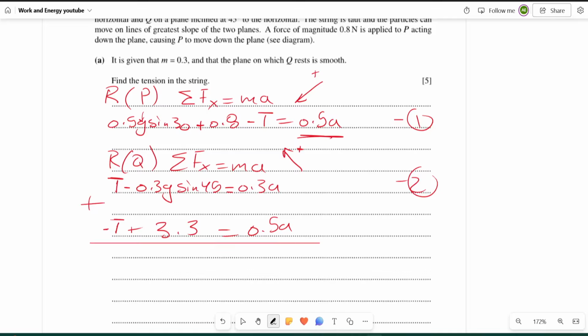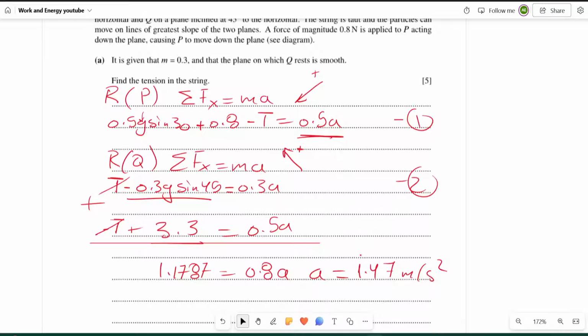And I'm going to add these two equations together. By adding them, I'm going to cancel tension. I'm going to have negative 0.3 times 10 sine 45 plus 3.3. I'm going to add this term and this term together. That's going to give me 1.1787, and that's going to equal 0.3 plus 0.5 is 0.8a. Dividing both sides by 0.8, that's going to give me an acceleration value of 1.47 meter per second squared.